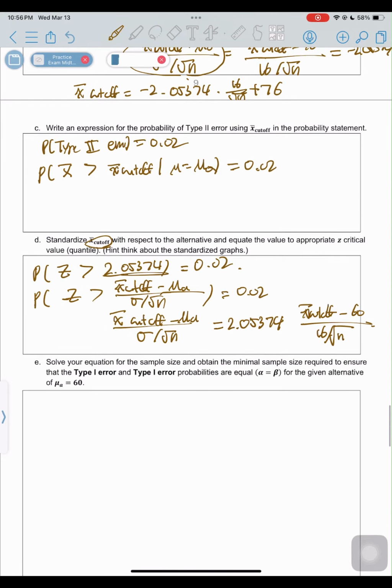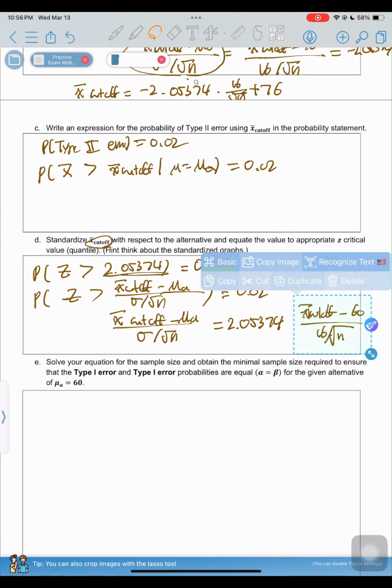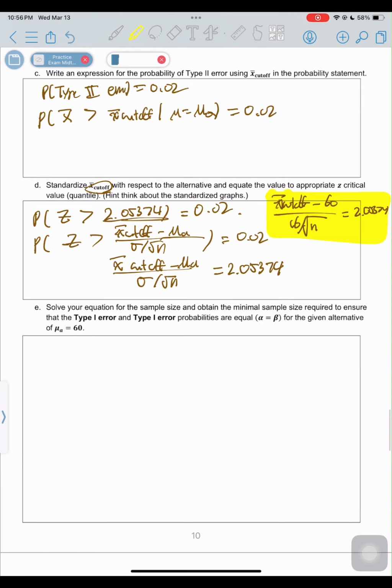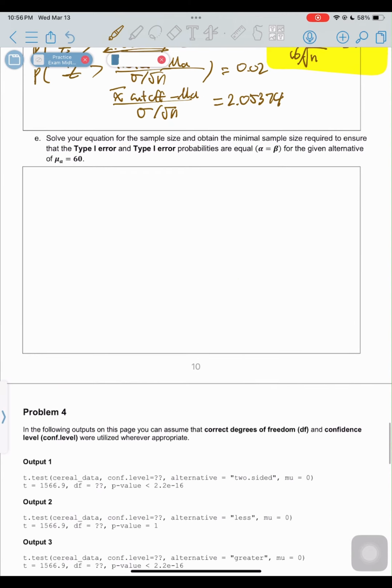Okay, square root of n. So that value is equal to 2.05374. I have no space, so let me just move this to here. So it is equal to 2.05374. Oh, there we go. So this is our interest value, or the equation, I guess.